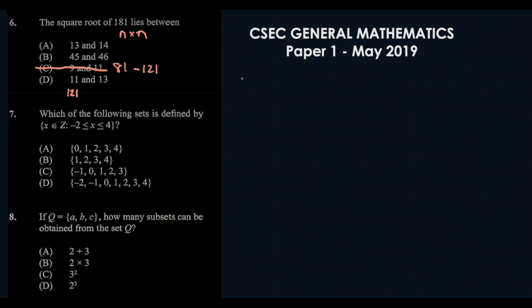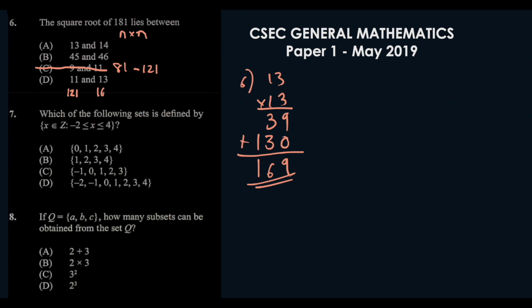Now 13 multiplied by 13: we have 3 times 3, which is 9. 1 times 3 is 3. Then we bring the placeholder. 1 times 3 is 3. 1 times 1 is 1. If we add these now, we're going to have 9, 6, 1. So 169. When I'm looking at this now, 181 falls outside of that. So it cannot be this answer here.